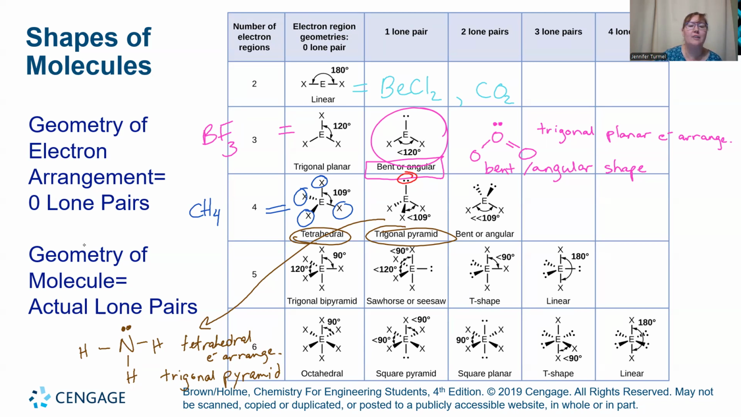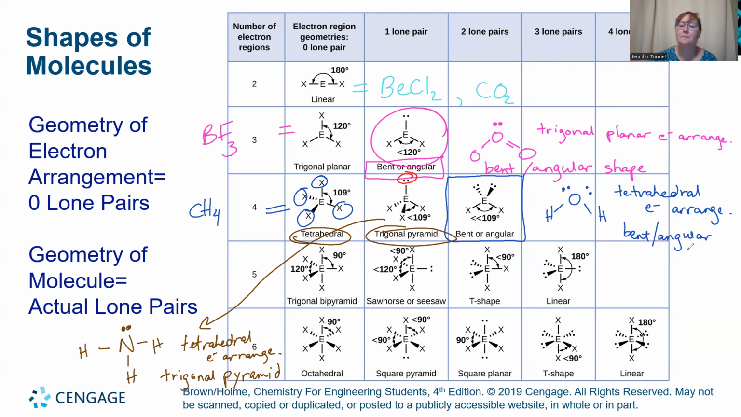Okay. You could also say, for example, this one right here is an example of water. See? Okay. So this also has a tetrahedral electron arrangement and a bent or angular shape. So I'm pretty sure this is slide 18, just to help you out here.